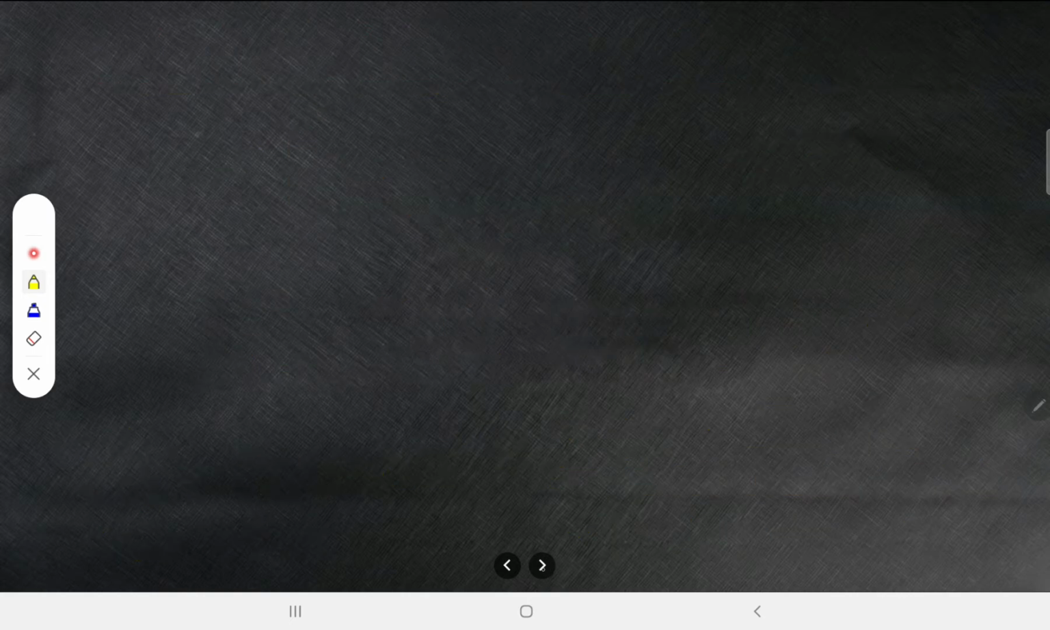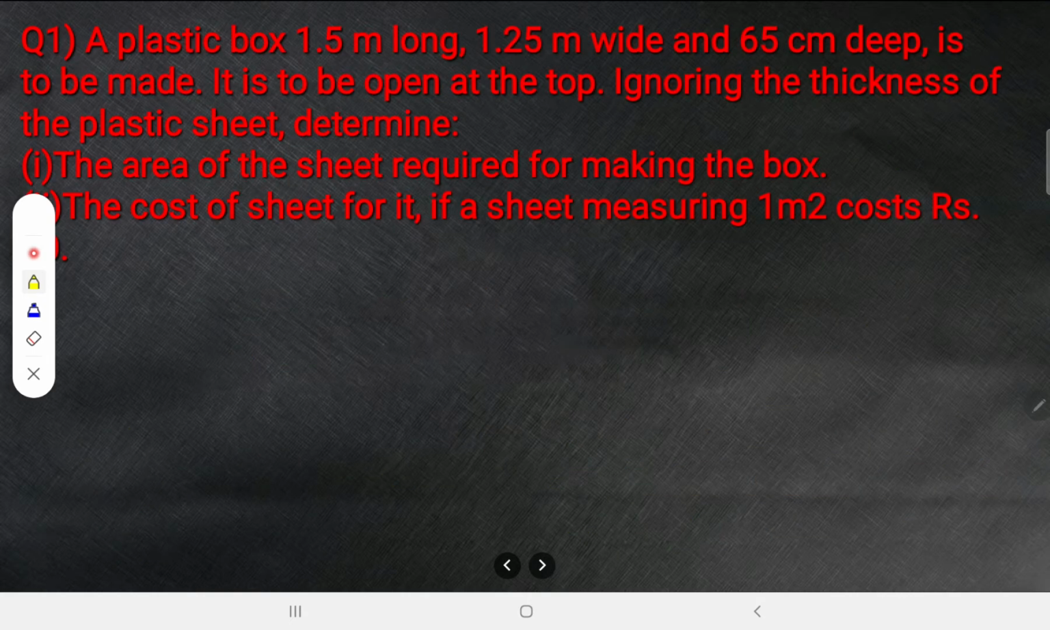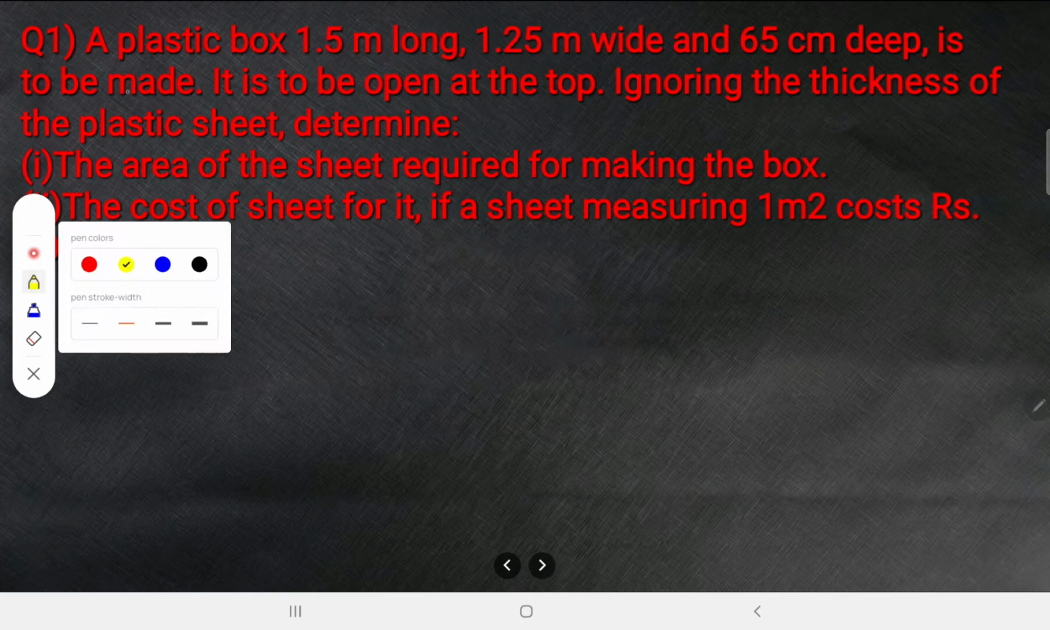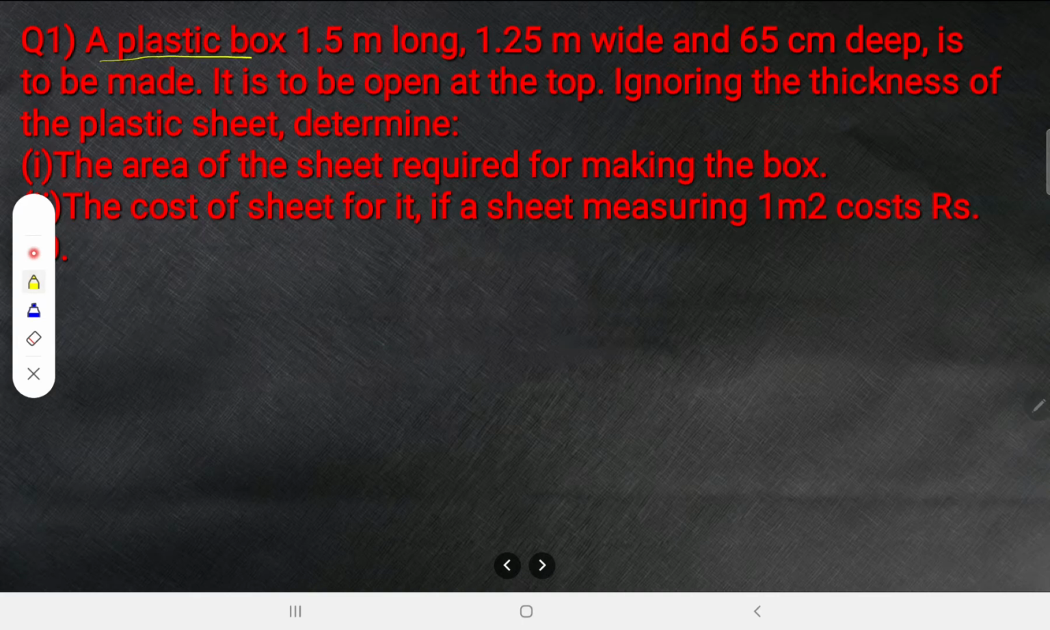All right, so let's get started. Let us take the first question. What is this first question? The first question says a plastic box 1.5 meter long, 1.2 meter wide, and 65 centimeter deep. That means this plastic box is cuboidal. This is made up of a cuboid shape.